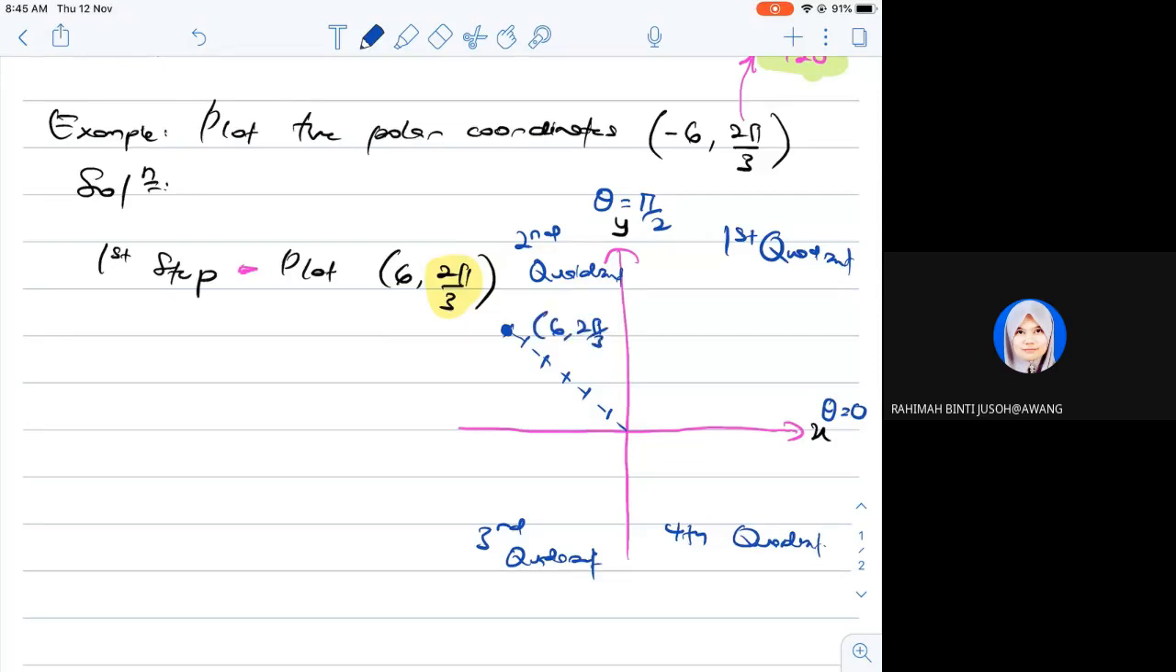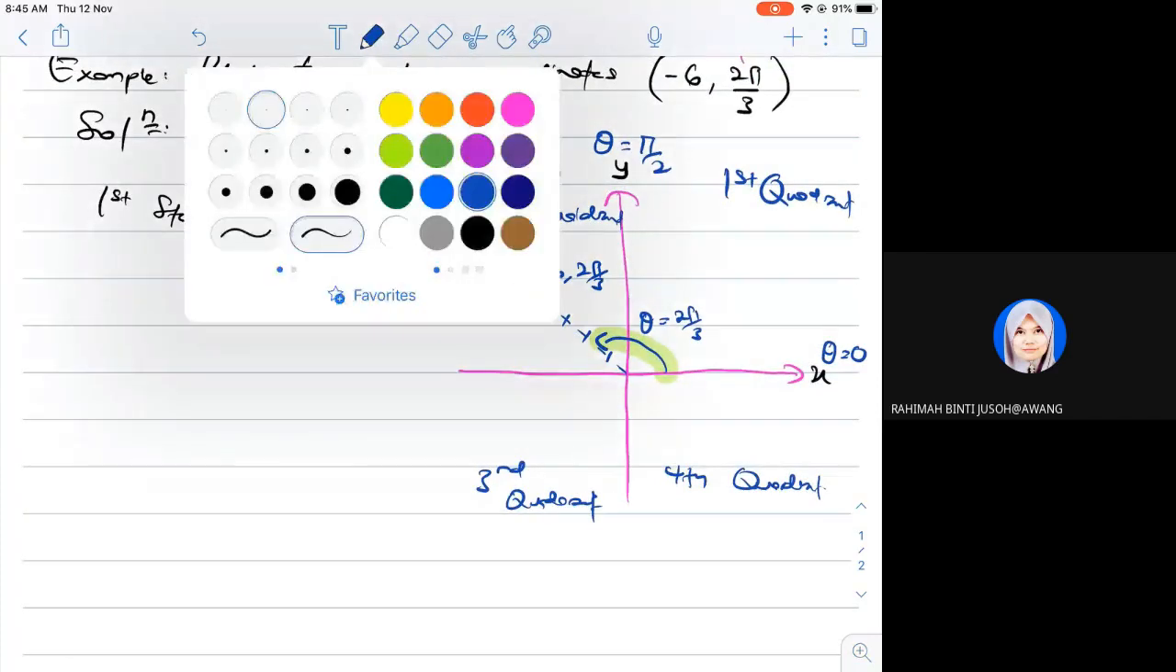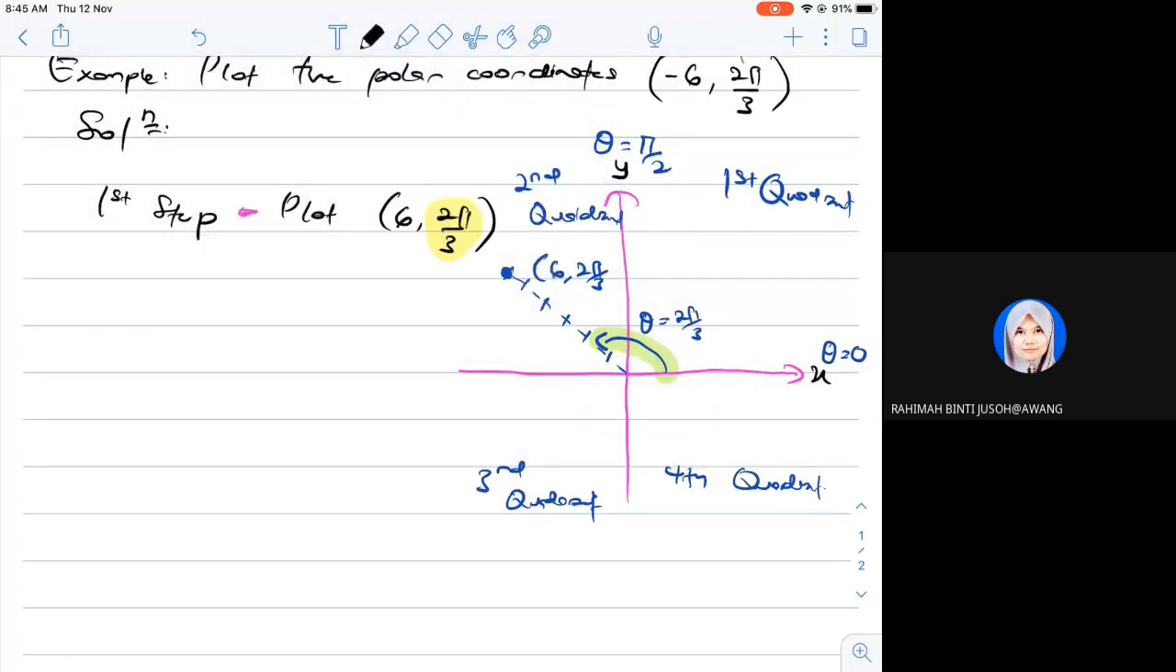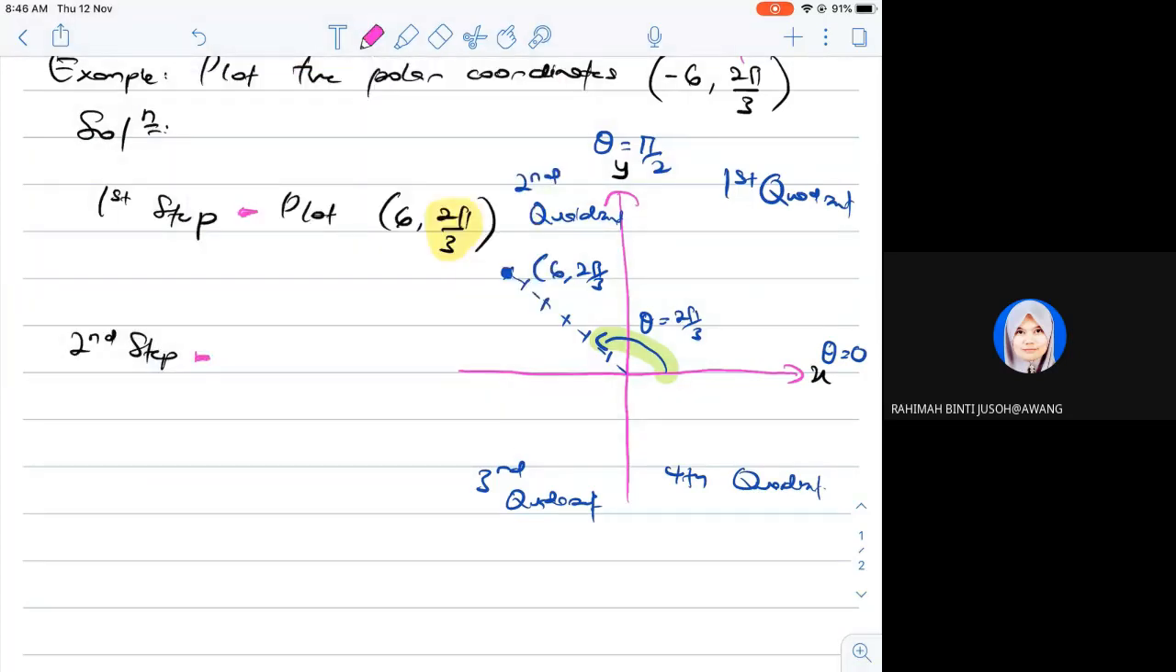And then we have this, the angle of 2 pi over 3, from here to here. So now, this is the second step. What we should do next is, second step is reflect it. We need to reflect the coordinate.